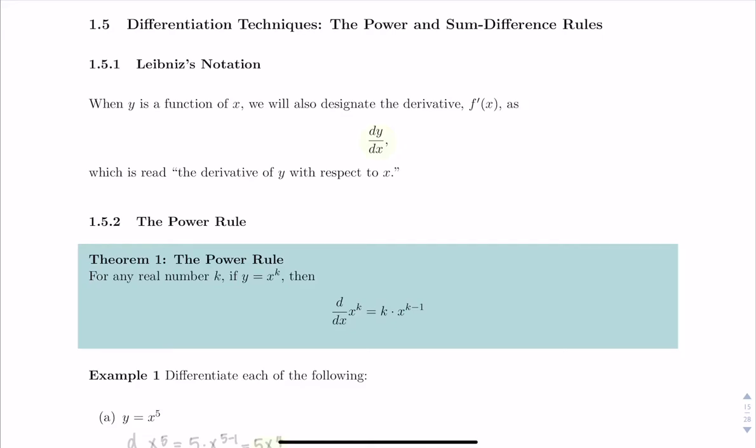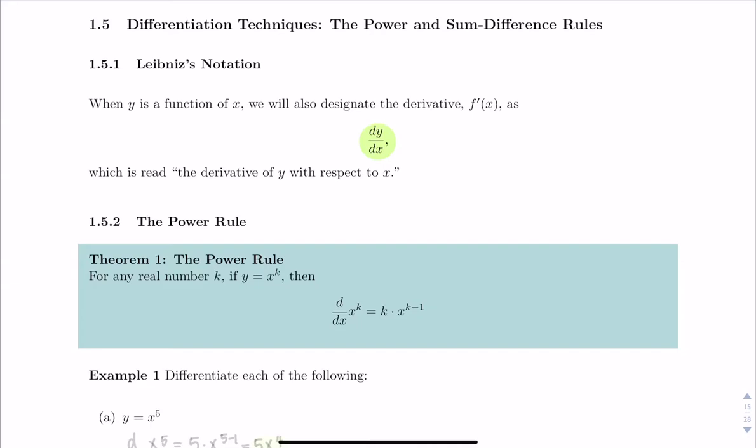Section 1.5 is about differentiation techniques, the power and sum difference rules. So we have a new notation called the Leibniz notation. When y is a function of x, we will also designate the derivative f prime of x as dy over dx, which is read the derivative of y with respect to x. The first rule we're going to talk about is the power rule.